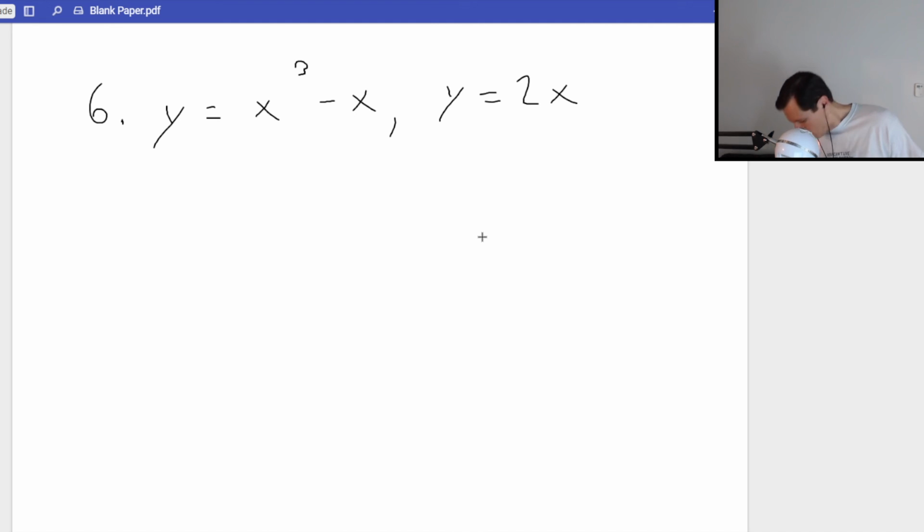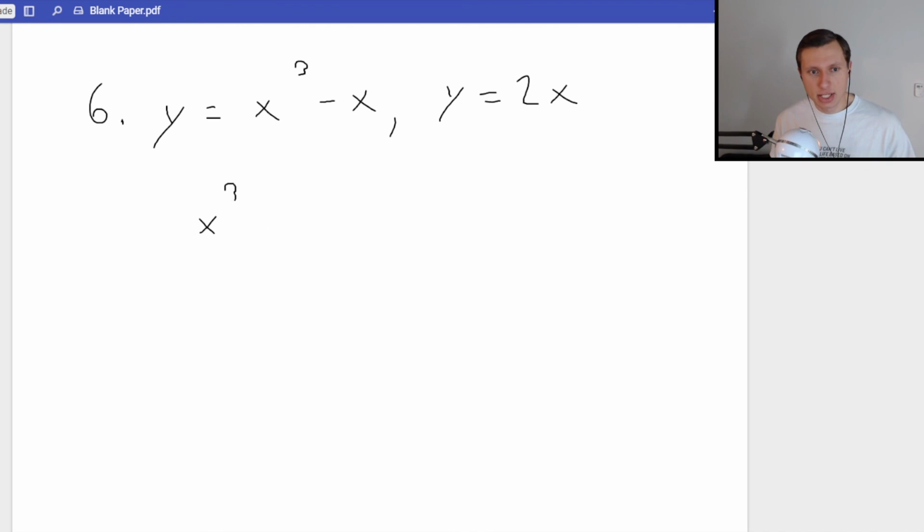I'm going to do the method where I plug in. I'm going to set the functions equal to each other. I'm going to see which one's on top and which one's on the bottom by plugging in numbers into the number line, and that's what I'm going to do. Y equals x cubed minus x, y equals 2x. So again, we can't draw a graph.